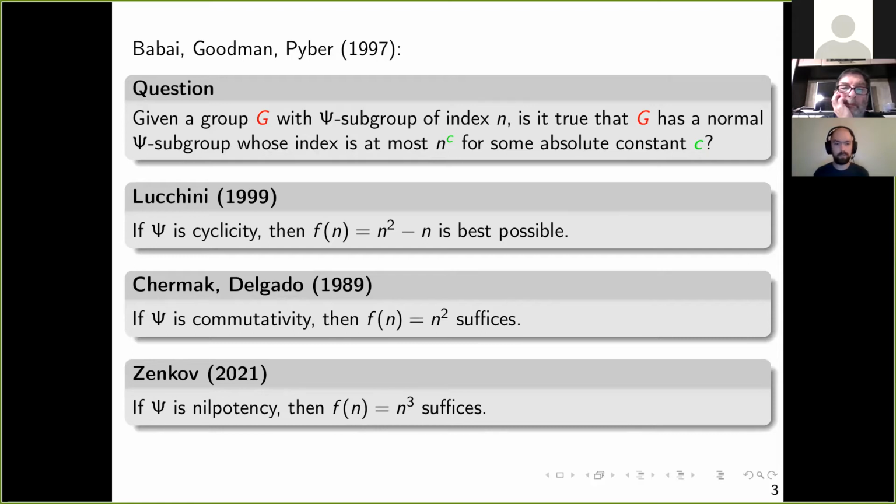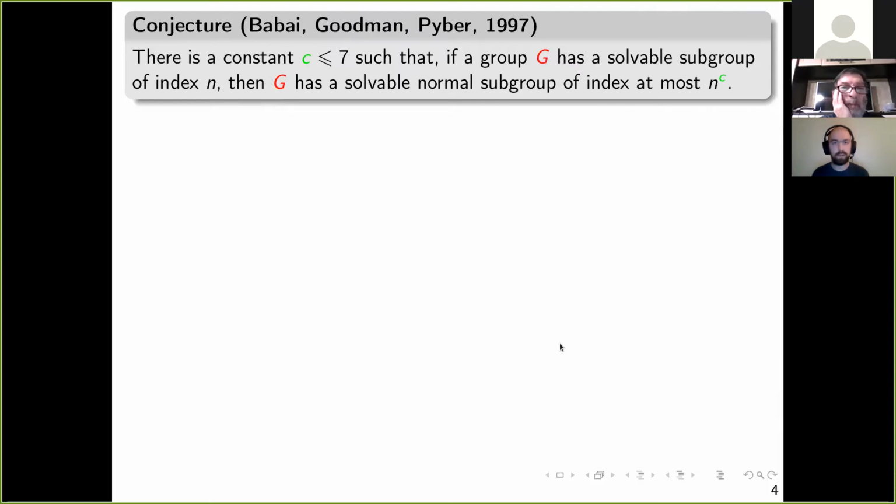As you probably already guessed from the name of my talk, I'm interested in the case when psi is solvability. And so far, no nice bound is known. But in the same paper, Babai, Goodman, and Pyber conjectured that 7 should be enough. 7 should work. They actually proved in the same paper that some constant C exists here. But from their proof, one cannot find any nice C. So they just probably looked at some examples and conjectured that 7 should work. I have no idea why 7.